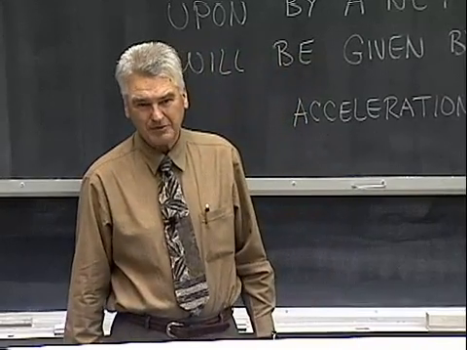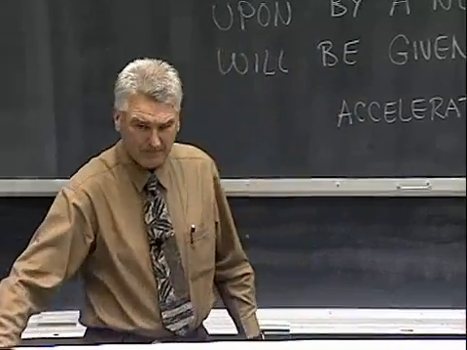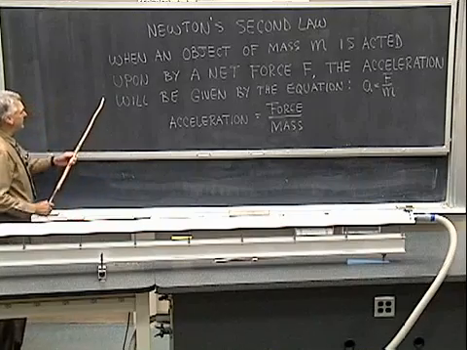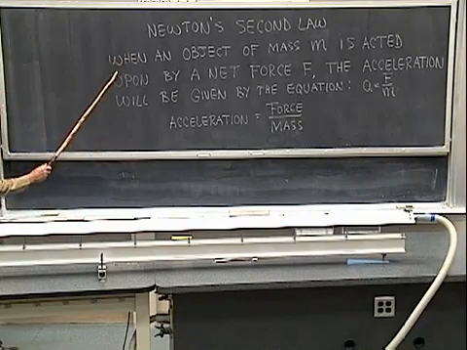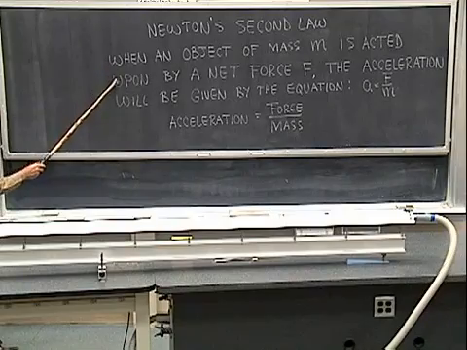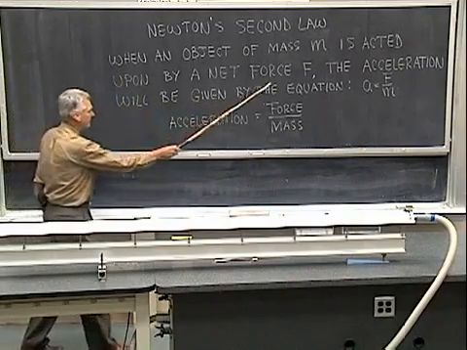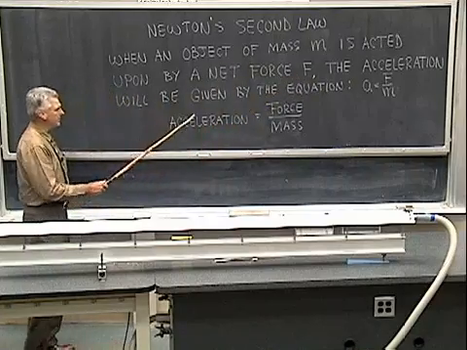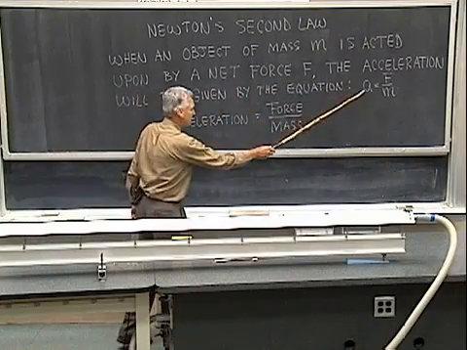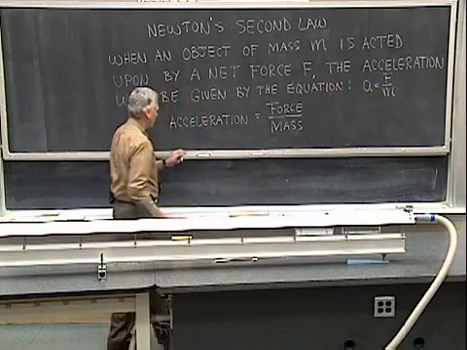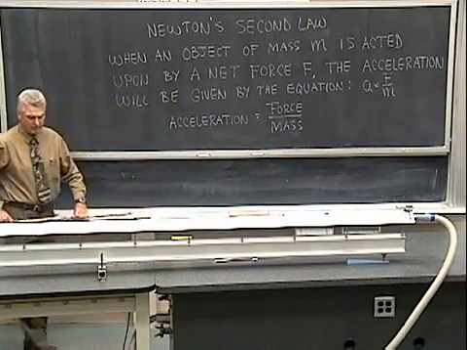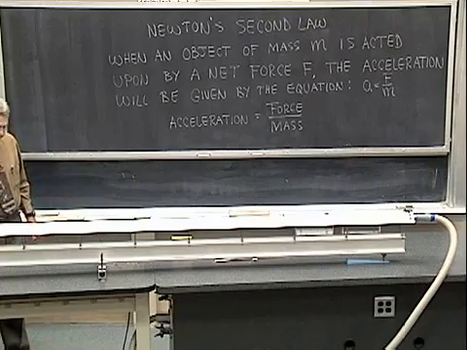Hello, I'm going to demonstrate Newton's second law of motion. We see from this statement of Newton's second law, when an object of mass m is acted upon by a net force F, the acceleration will be given by the equation a equals F over m, or acceleration is equal to force divided by mass.